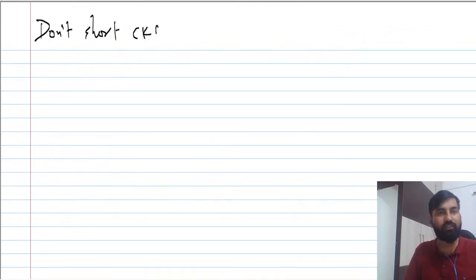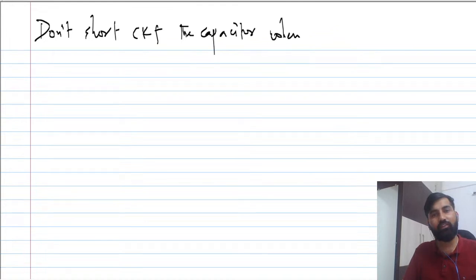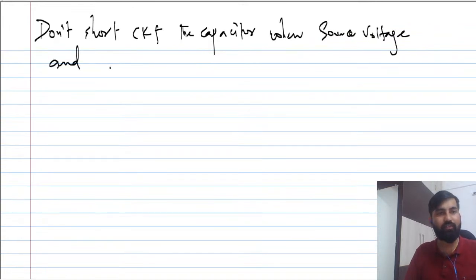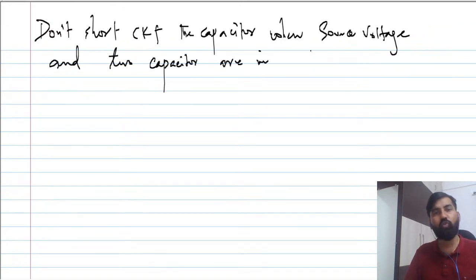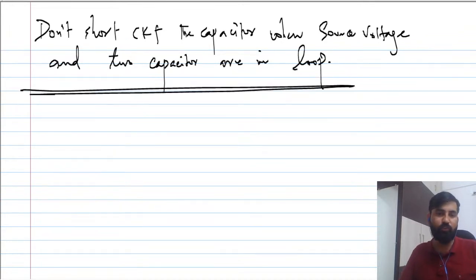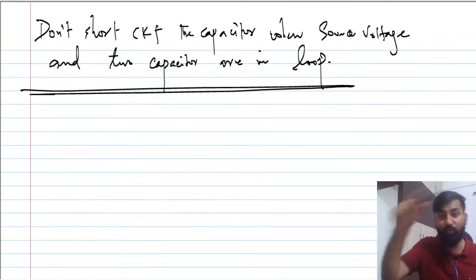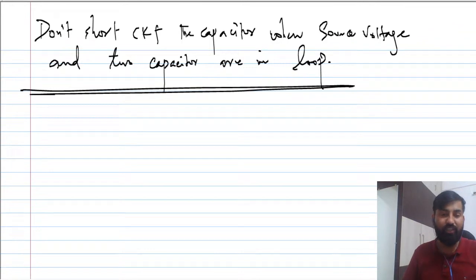Don't short circuit the capacitor when source voltage and two capacitors are in loop. You see here, there are two capacitors, they are in loop. So never do like this. Understand? Then what you have to do, whenever this situation happens, right?